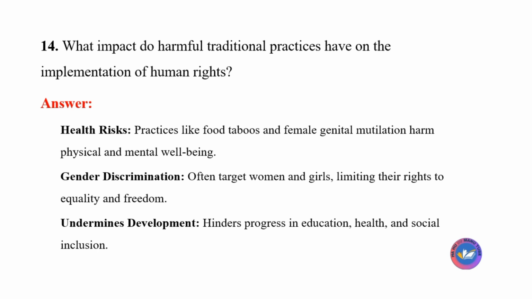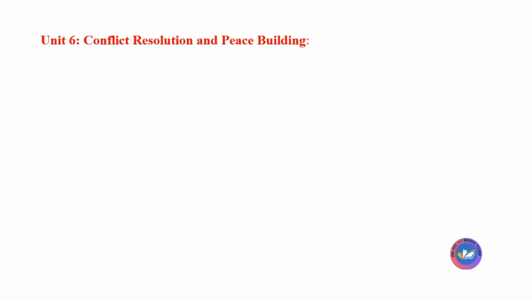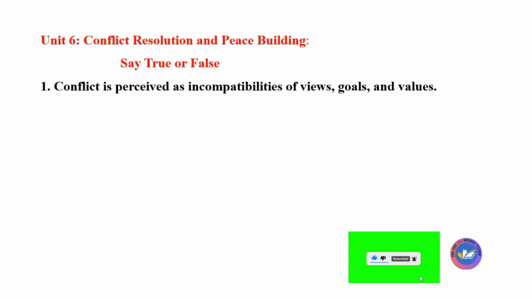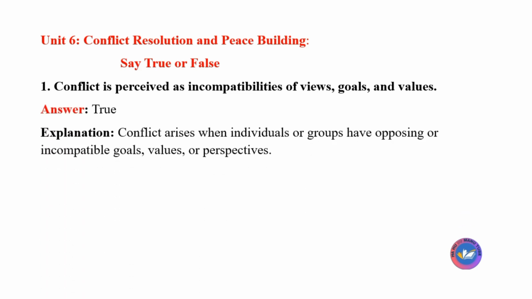Unit 6. Say true or false. Question number 1. Conflict is perceived as incompatibilities of views, goals, and values. The answer is true. Conflict arises when individuals or groups have opposing or incompatible goals, values, or perspectives.